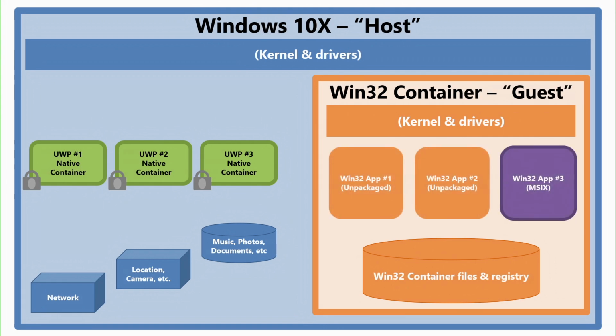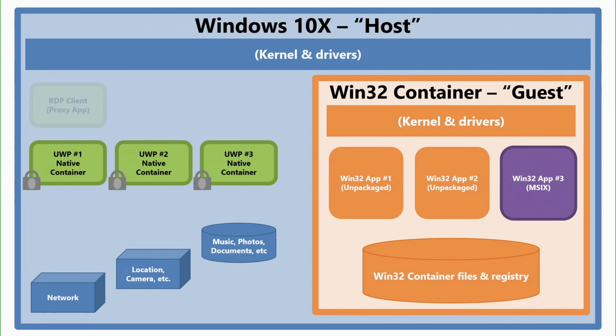Over in the guest operating system, the Win32 container, we also have 3 applications running. 2 unpackaged Win32 apps, and then a MSIX packaged app, which is running inside its MSIX container inside the Win32 container. Now, the applications running inside the guest need a way to get input and output to the user through the mouse, keyboard, screen, etc.